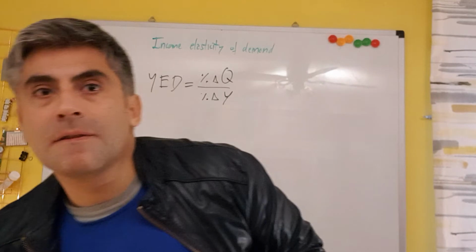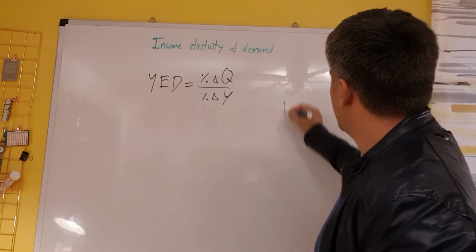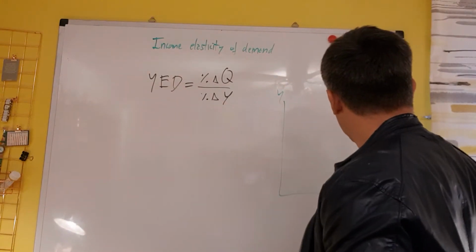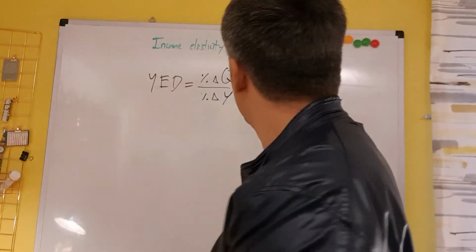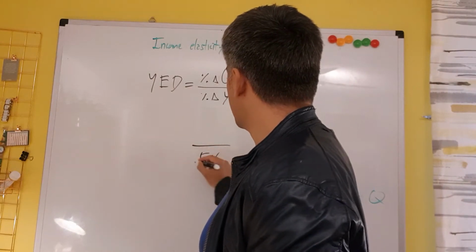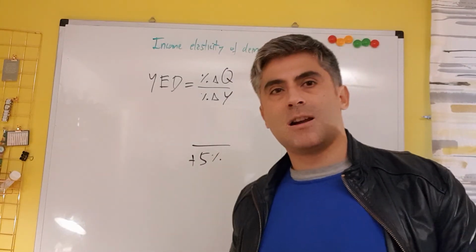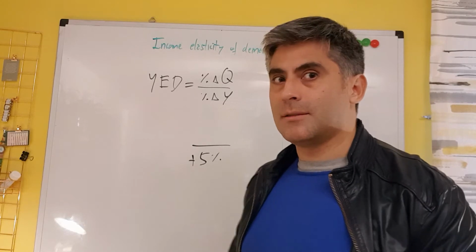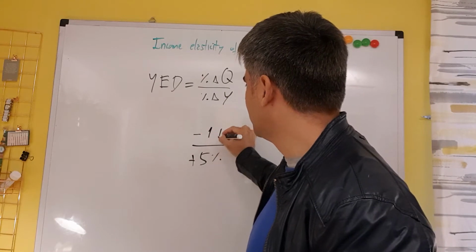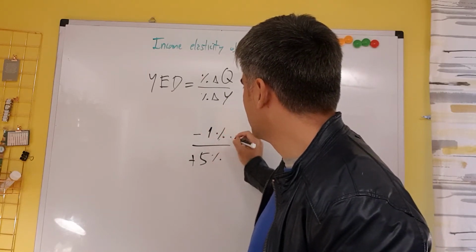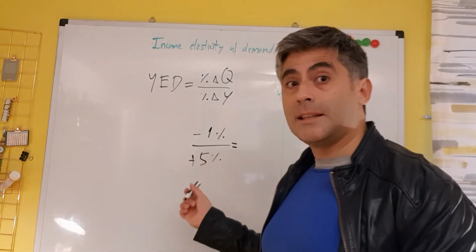So let's take, for example, if my income increases by 5%, so a 5% increase in income, plus 5, what will happen to the quantity demanded of chicken dollars? It is likely going to go down by at least 1%. So in this case, when we look at chicken dollars, the quantity demanded goes down when my income goes up.